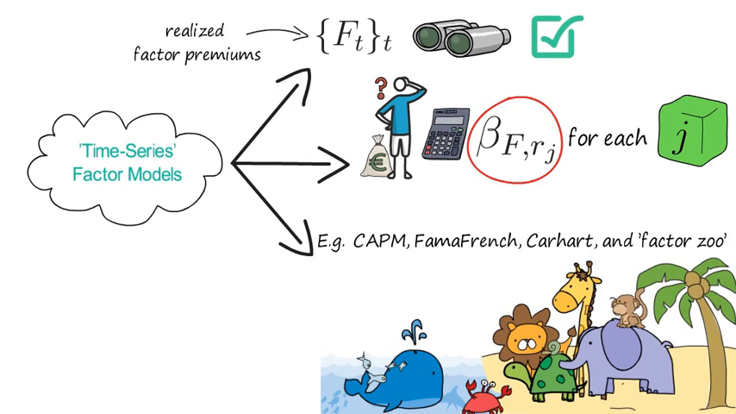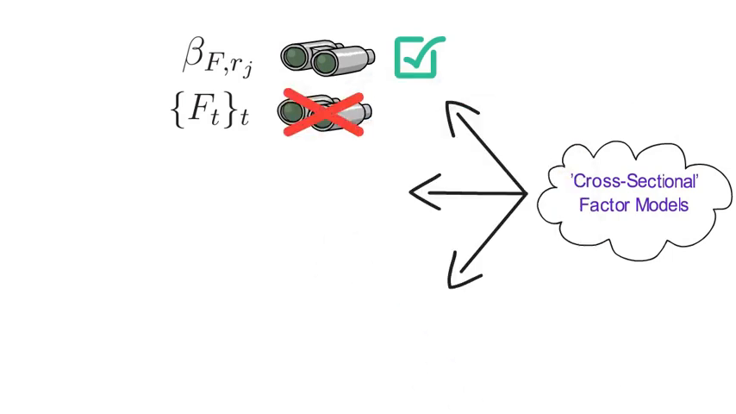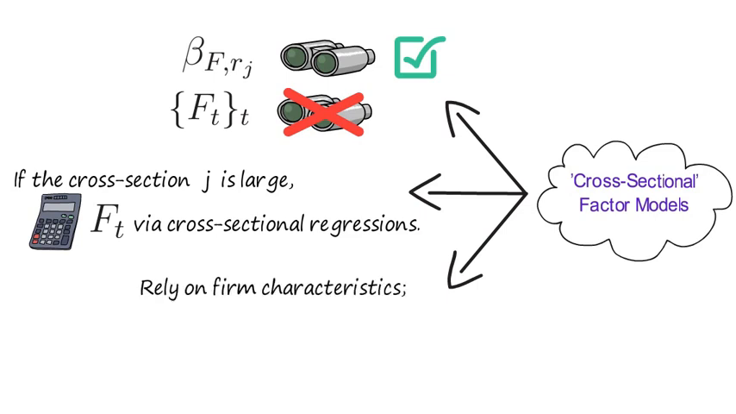On the other hand, professionals refer to a cross-sectional factor model if beta F, Rj is observed, and the time series of factor premiums is unobserved. If the cross-section j is large enough, there is hope to estimate the factor premiums Ft via cross-sectional regressions. Prominent examples rely on firm characteristics, such as whether a firm belongs to a specific sector, which one could call sector risk.